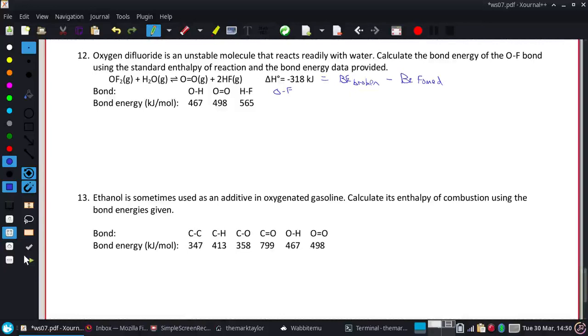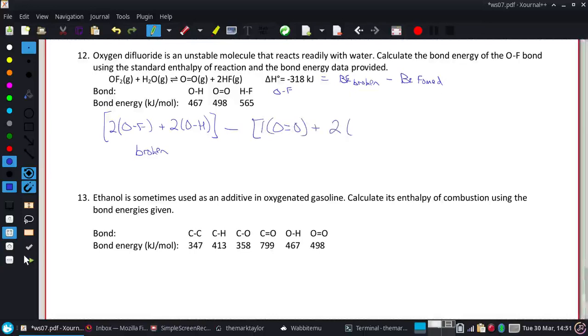So our bonds broken are these OF bonds. And in that molecule, there would be two of them because it's OF2. And in water, it's going to have two OH bonds. That would be the only bonds being broken. And the ones being formed, we're going to subtract from that: you're going to actually make an OO double bond, and just one, and you're also going to make two HF bonds. Broken, formed.